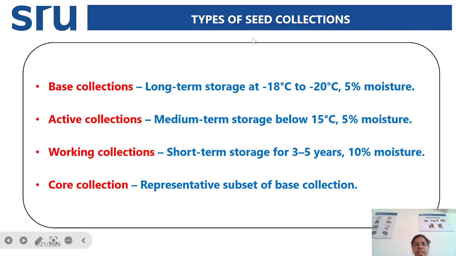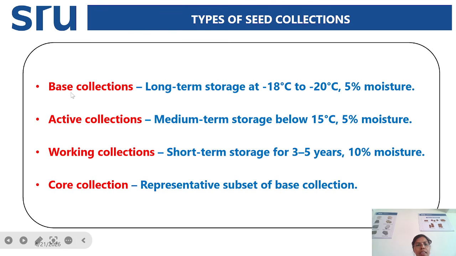And next, coming to types of seed collections, based on the storability, the seeds are classified into four collections, that is base collections, active collections, working collections, and core collections. The first one is base collections. Base collections are the principal collections which are mostly used in breeding methods. Generally, these seeds are stored at minus 18 to minus 20 degrees temperature with 5 plus or minus 1% moisture content. By this temperature and moisture content, the germplasm can be stored for a longer time, for 100 years in the case of base collections.